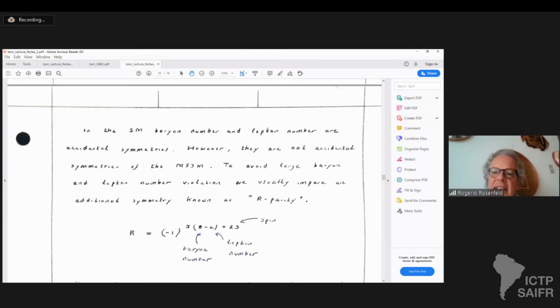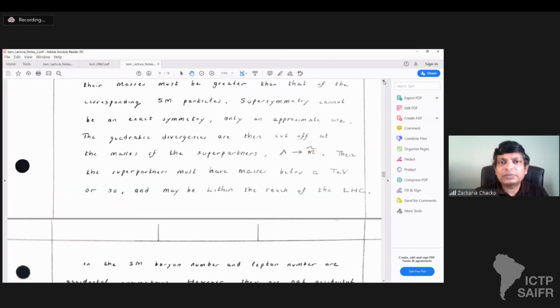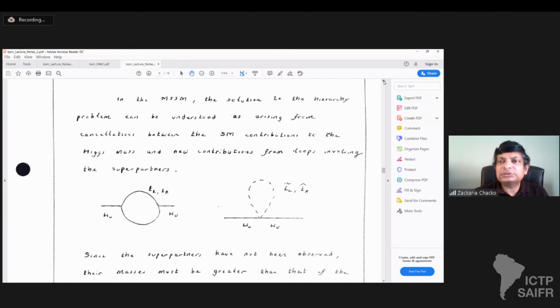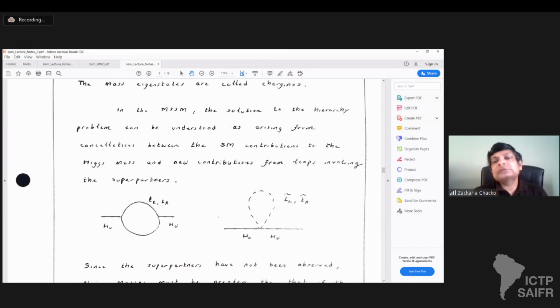Okay, and Sanket is asking, can you repeat why the top mass was the cutoff for the integral, for the divergences? It's only the cutoff for the quadratic divergence. And to see that in detail, you actually have to look at these diagrams. So I claim that these two diagrams would cancel. They would cancel exactly in the limit of exact SUSY.